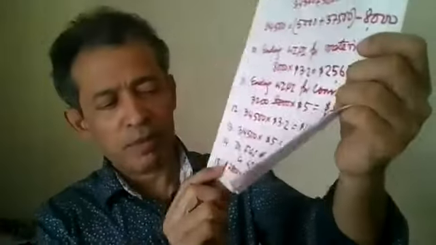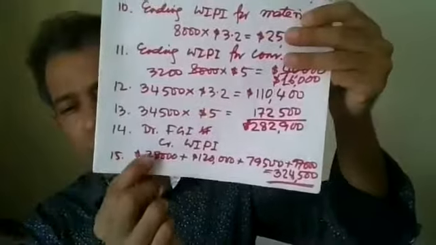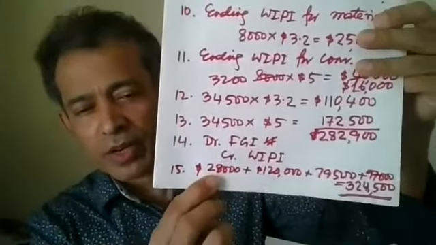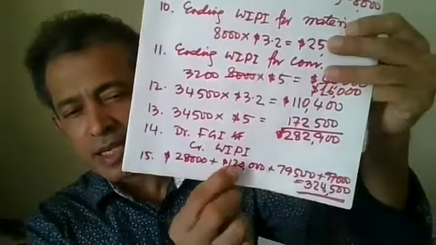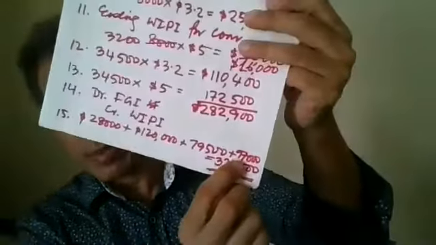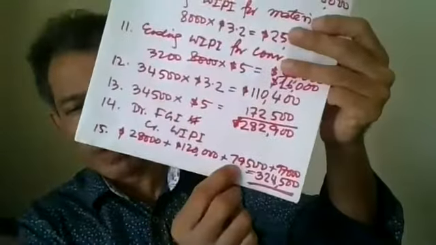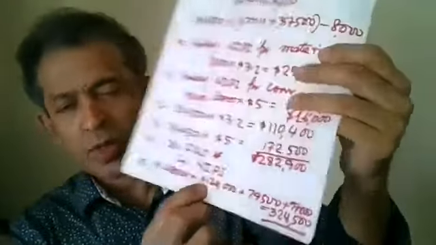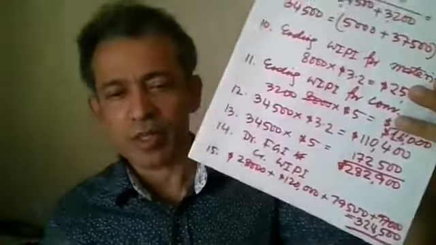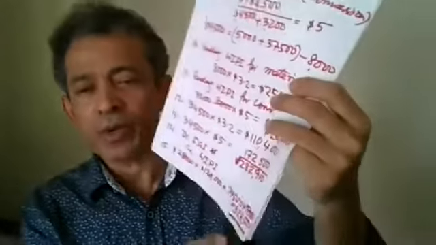You can see I have added just those numbers. $28,000 is the cost of beginning inventory. This is materials added, this is labor added, and this is overhead added, $97,000. 97 is the last number. And the one before that is 79.5. That's labor. Material was 120. We know all these numbers. So that's the total amount that you need to account for.